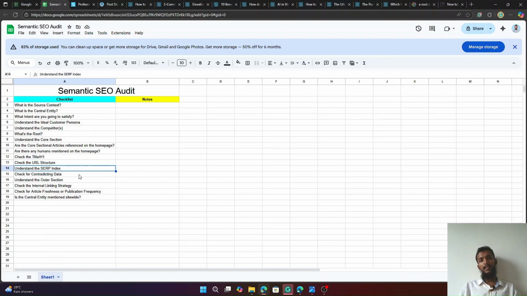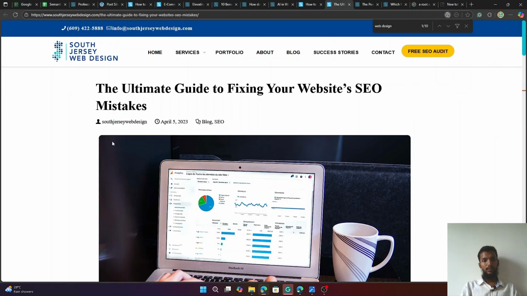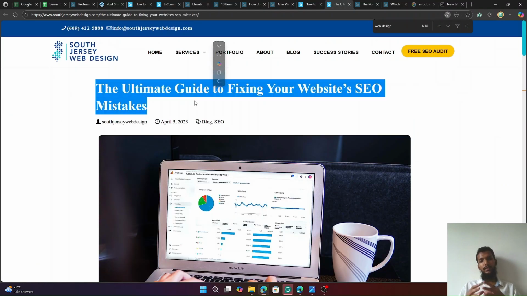And next we have understand the SERP index. Now understanding the SERP index is the ultimate guide to fixing your website's SEO mistakes. So let's say you search on Google about exactly what they are writing, but if you cannot find enough articles, like 3 or 4 articles regarding this, then you should not create a separate article. You should merge it with something else.